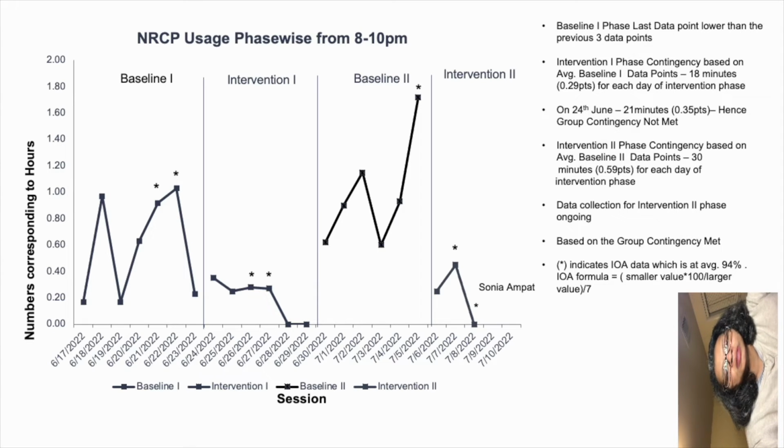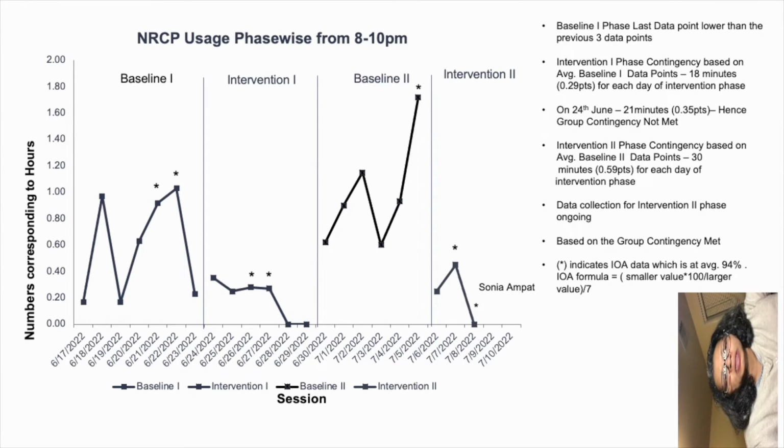But if you notice on the graph in intervention 1, on the first day itself, I have exceeded more than 18 minutes. I have spent 21 minutes on the phone. Therefore, for the whole intervention 1, I have not met the criteria.